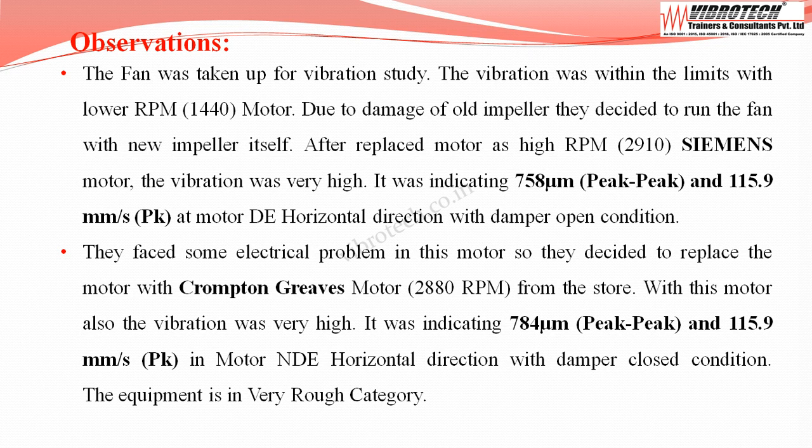They faced some electrical problem in this motor, so they decided to replace the motor with a Crompton Greaves motor from the store. With this motor also the vibration was very high. It was indicating 784 microns and 115.9 millimeters per second in motor NDE horizontal direction with damper close condition. The equipment is in very rough category.